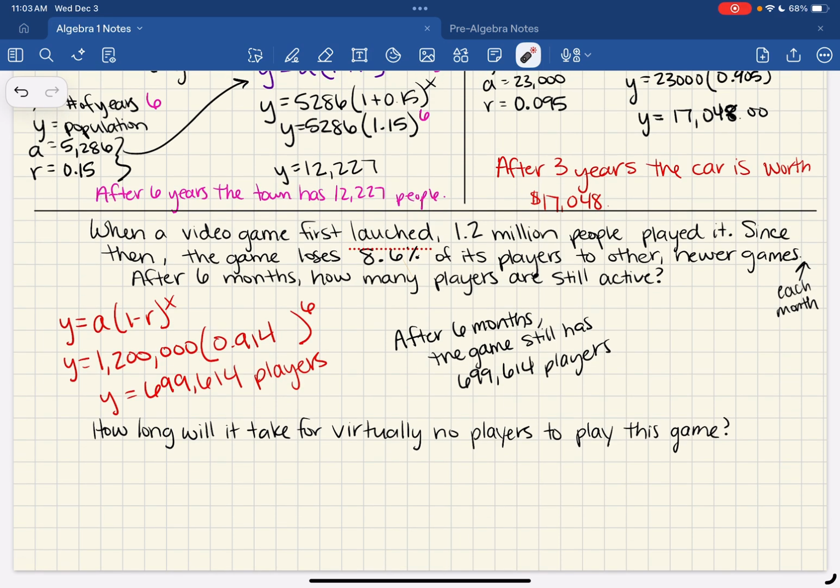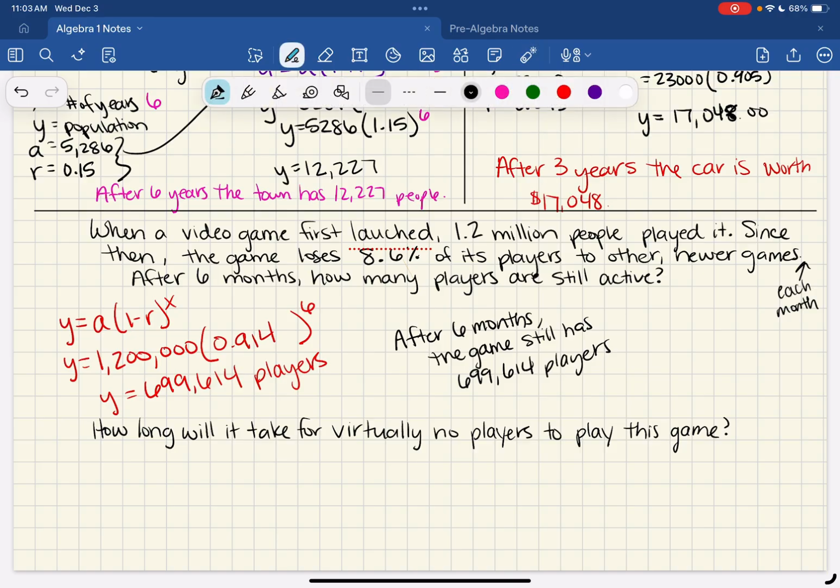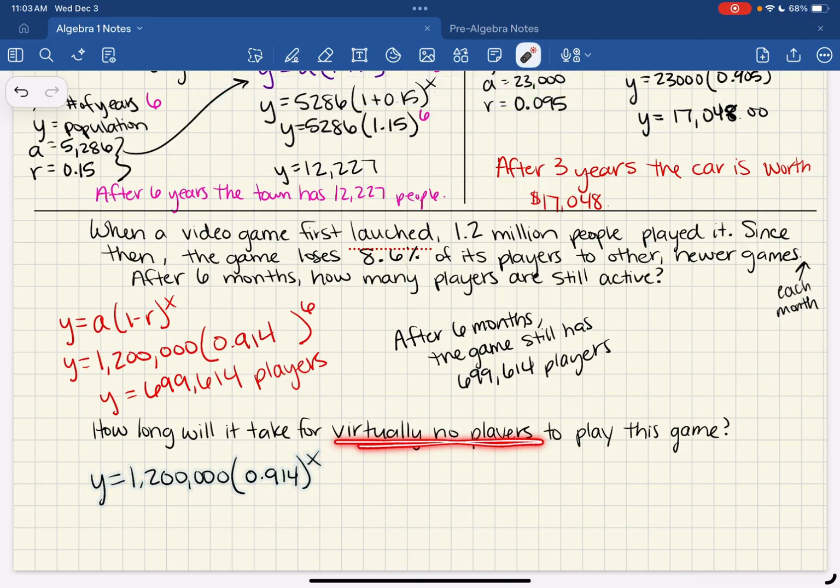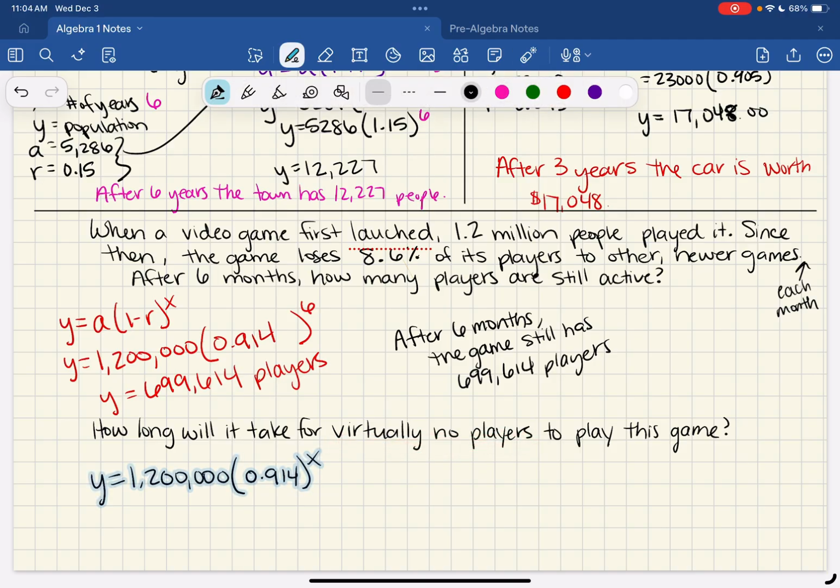Okay, so how long will it take for virtually no players to play this game? So in this case, I'm still going to have the same equation, right? Same function. Y equals 1,200,000 times 0.914 to the x. But this time, I want virtually no players. So we are going to have to use, because we can't plug 0 in, because 0 is going to be what we call an asymptote. And we've talked about that before. So it's never actually going to be 0, but it could be really close. We can use 1.